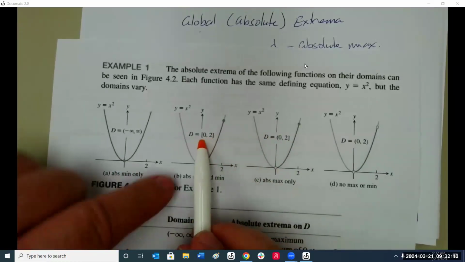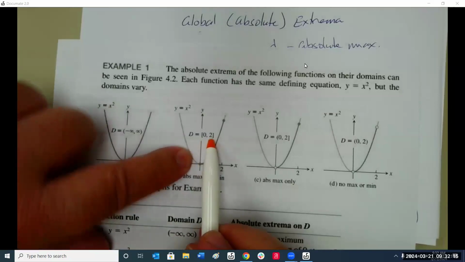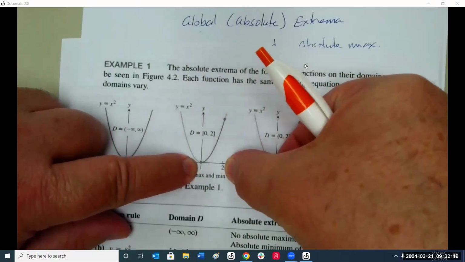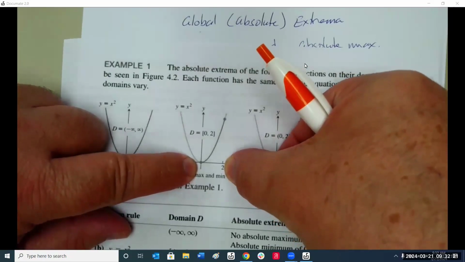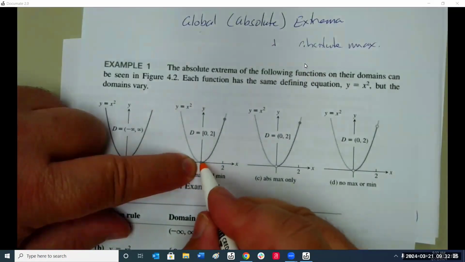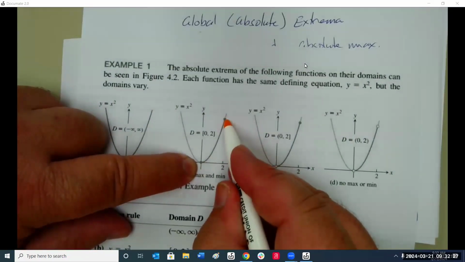Now we're looking at the positive side from 0 to 2. So now we're looking at specifically that domain. Do we have an absolute minima, absolute maximum? Yeah. The minimum's at 0, the maximum's at 2.